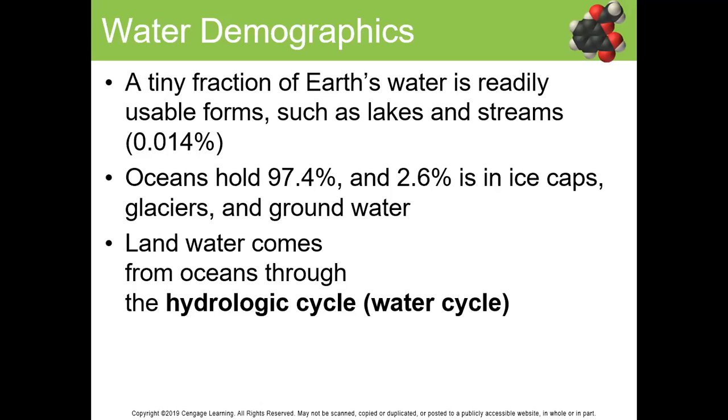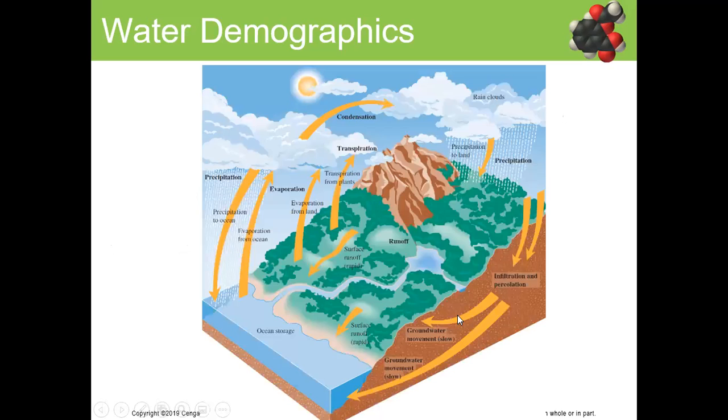And so when you talk about water and where it is on Earth, only a very small percentage of it is in ready-to-go form, like lakes, streams, et cetera. Your book says it's about 0.014%. That's not very much. Oceans are the primary form of our water. The 2.6 is in ice caps, glaciers, and groundwater. And so the water we have here on land, lakes and streams and rivers and all that good stuff, that's called land water. And we get it from the hydrologic cycle, which you probably better know as the water cycle.